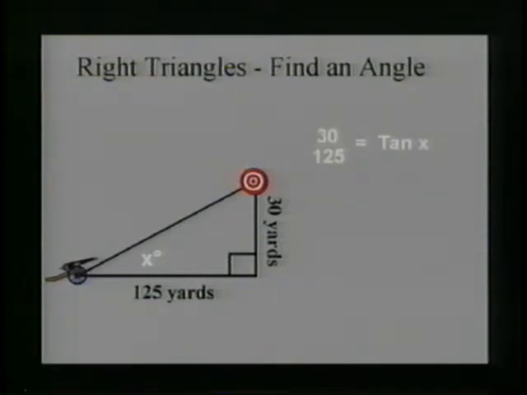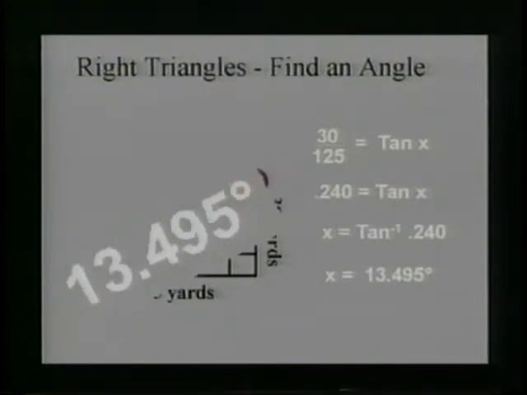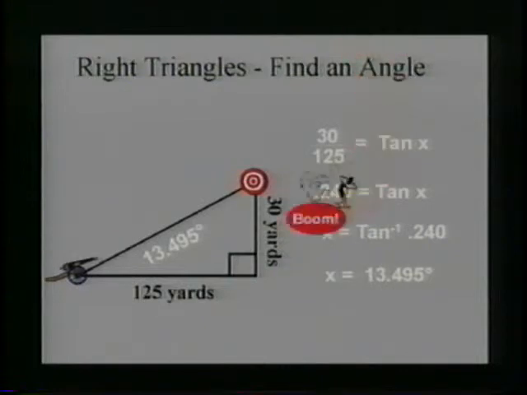30 over 125 is the tangent of this angle. It's not the angle, it's the tangent of the angle. And 30 over 125, you calculator guys can figure out, is 0.24. So what I do is take the inverse tangent of 0.24 using my inverse tangent button, and I get that x is 13-something degrees. Okay, so I can do that too. We already know all that stuff. And we can fire the cannon.